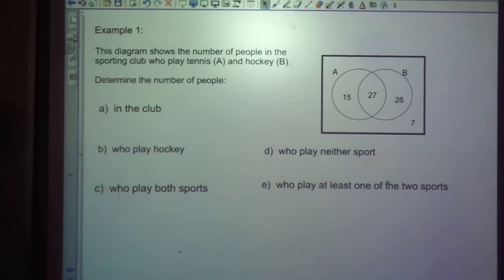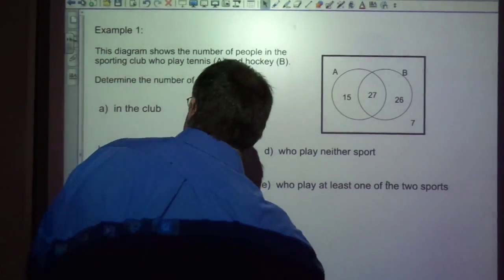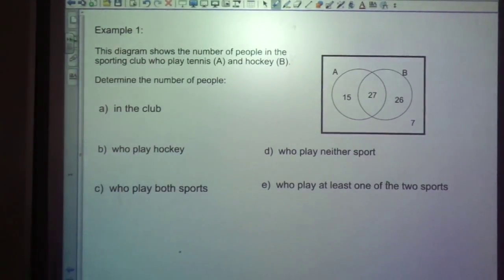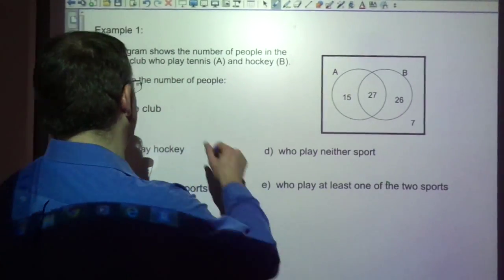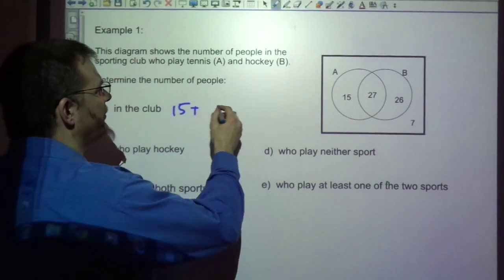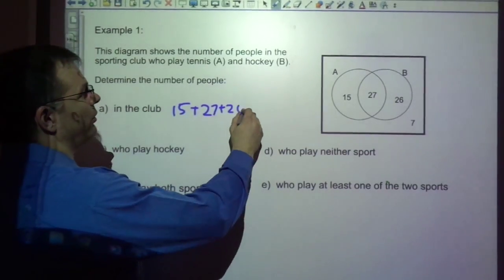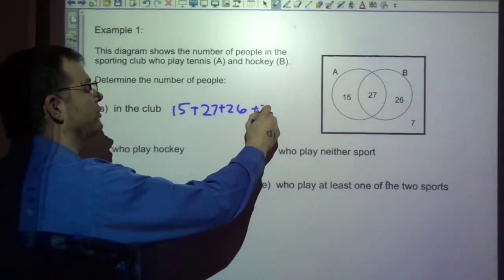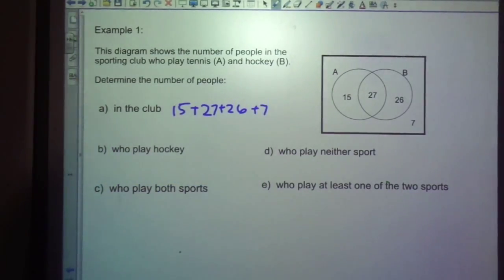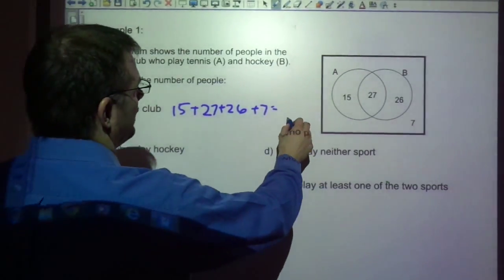Go. And play. Here we go. First we're going to try to figure out the number of people that are in the club altogether. Okay, so in this case, we're just trying to find numbers of people. So 15 people play tennis, 27 people play tennis and hockey, 26 people only play hockey, and 7 people don't play anything but they're in the club. And we add all these up and we would get our answer.